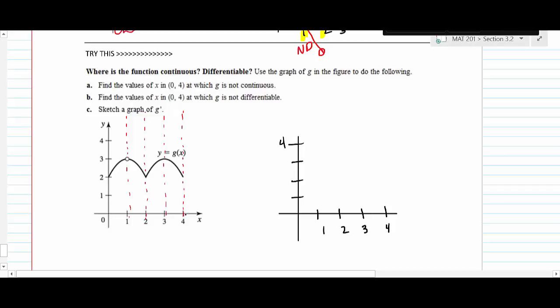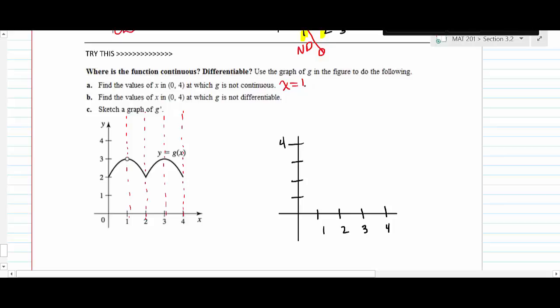Let's say we got the first two things done, first of all. How many places is this function discontinuous on the interval 0 to 4? There's only one place where it's discontinuous. Where is that? X equals 1. That's the only place you have a break. So that's the first thing you ought to make sure you have. You're not continuous there.